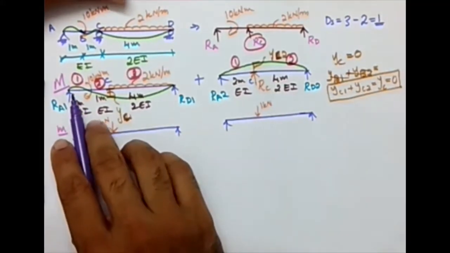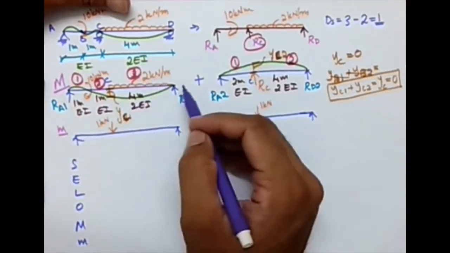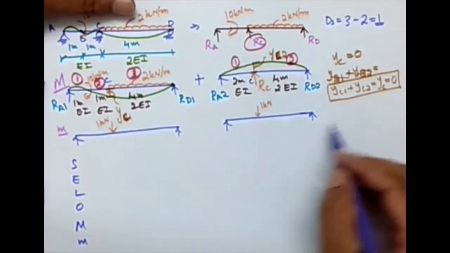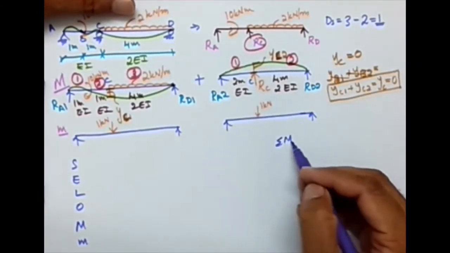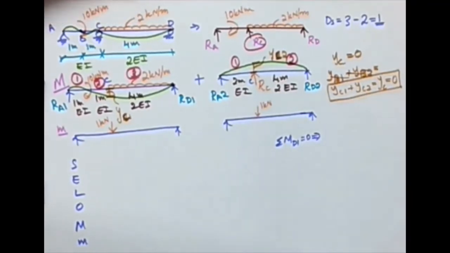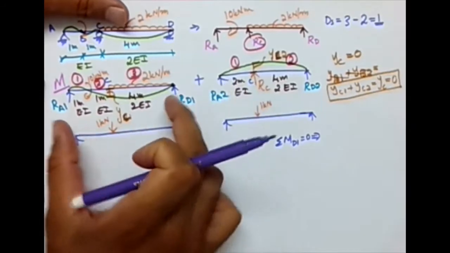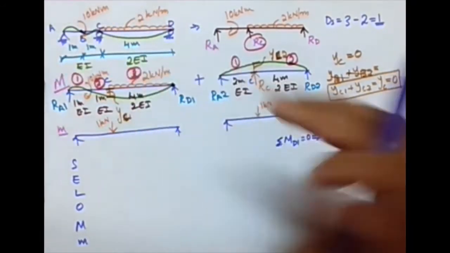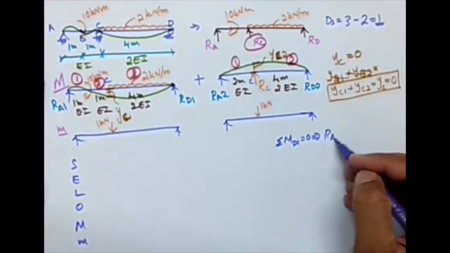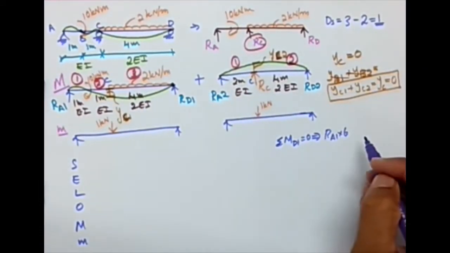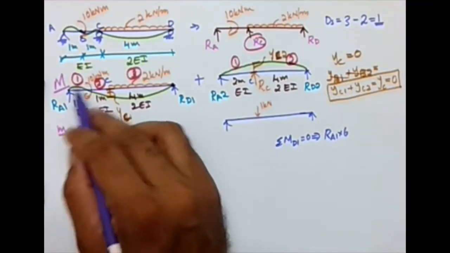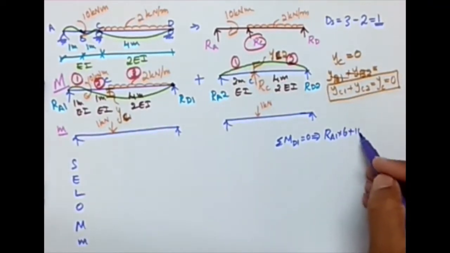So I want the value of RA1. I'm taking moment with respect to RD1 in this figure. So if I'm taking sigma MD1 equal to 0, what will be the expression? RA1 times this distance, and it is going to rotate clockwise. RA1 times 6 meter clockwise, so positive. Then there is this 10 kilonewton meter clockwise, so plus 10.